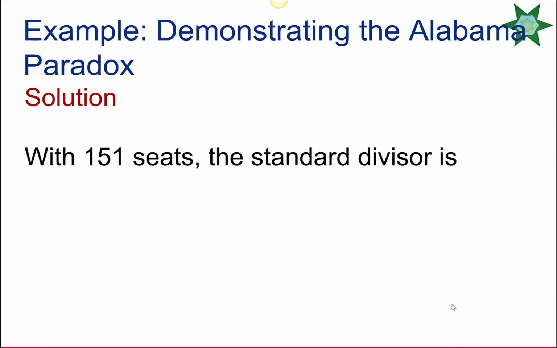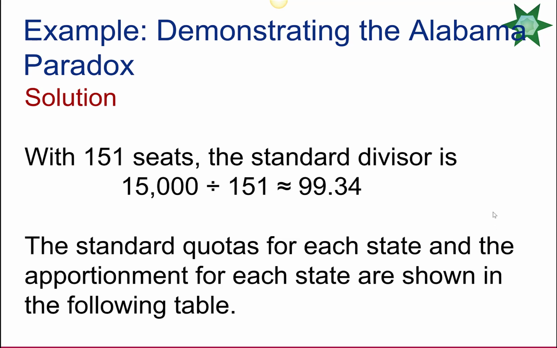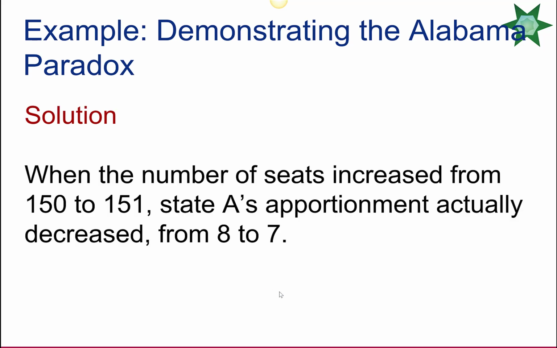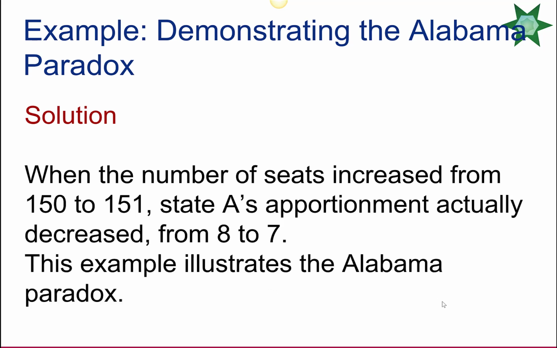Now we've got 151 seats, so we're going to take 15,000, divide by 151, and our standard divisor now is 99.34. So now we're going to take each of the populations and divide by 99.34. Here's our standard quota. We're going to round down. We're at 149. Now we've got two additional seats to allocate, and they're going to go to states B and C. So we end up there with 68 and 76, but remember that state A had 8 seats apportioned originally. So A's actually lost a seat, and so this is an illustration of the Alabama paradox.